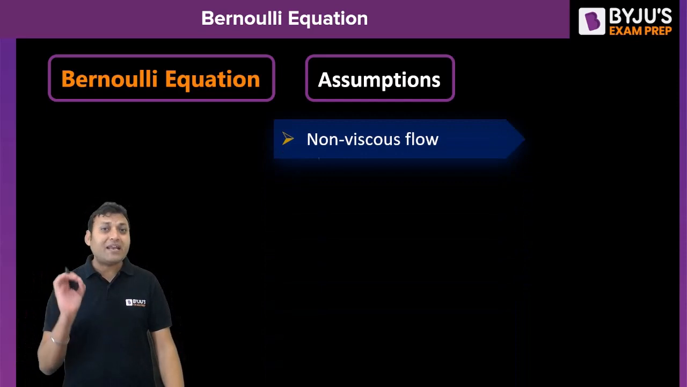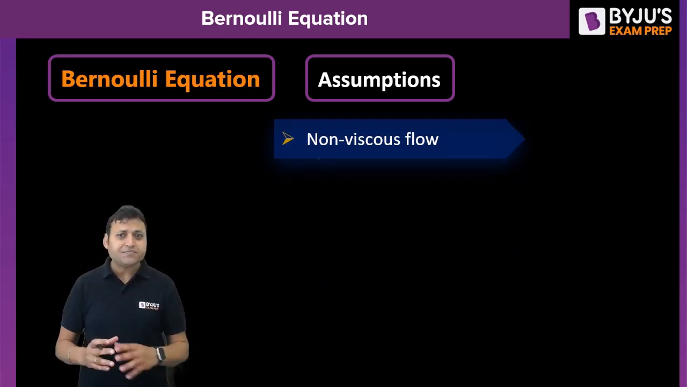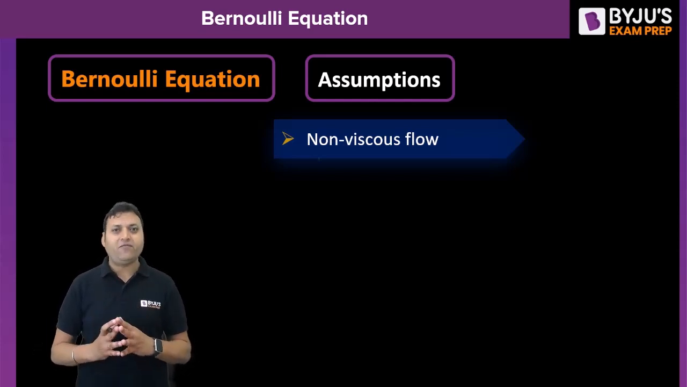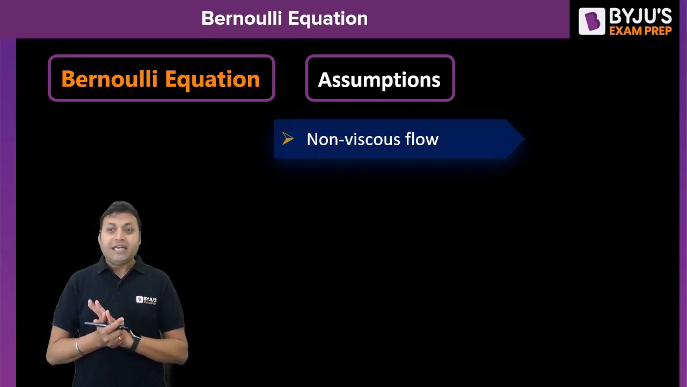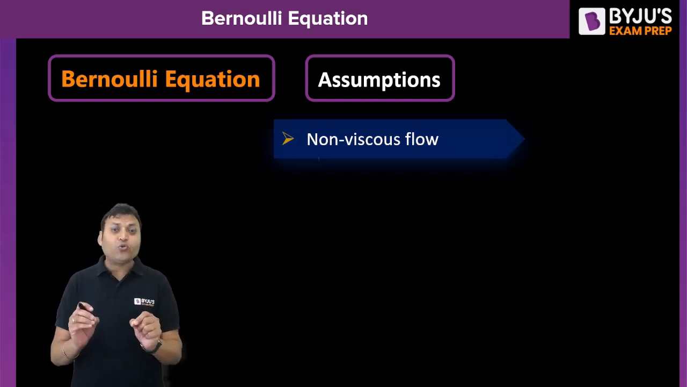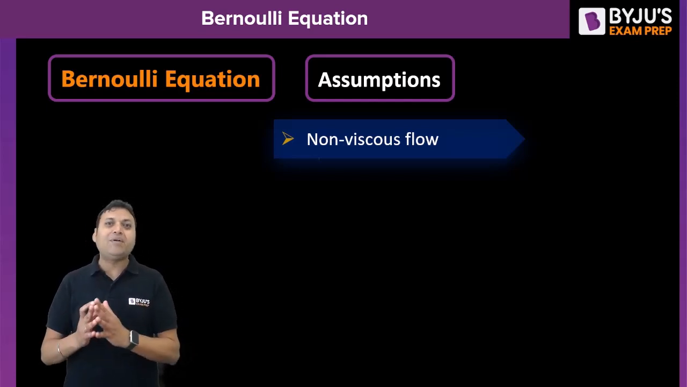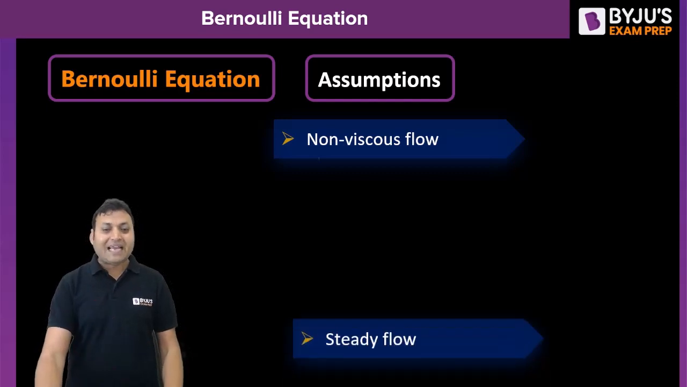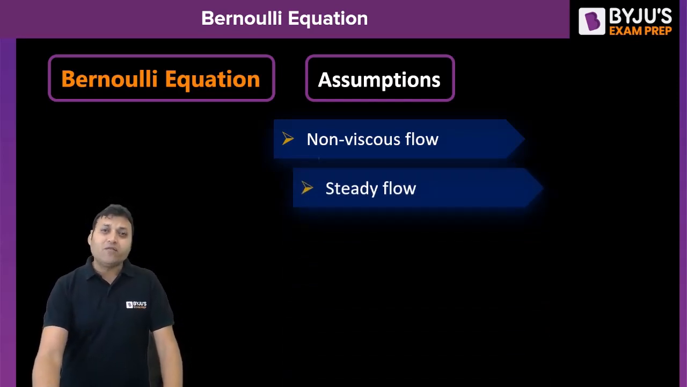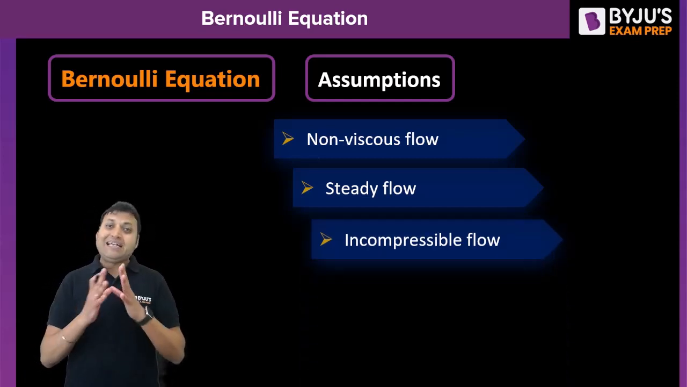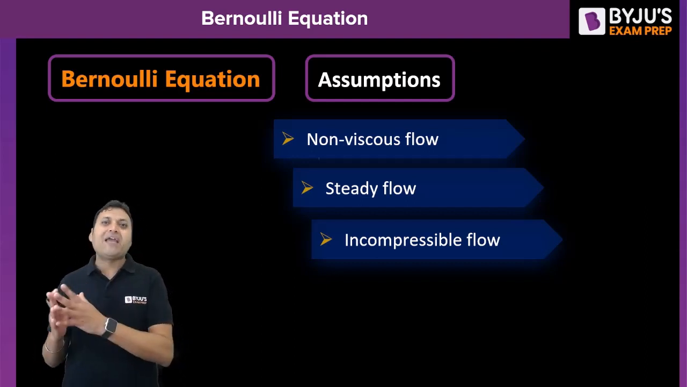The first and the very, very important assumption is the flow should be non-viscous or inviscid flow or frictionless flow. It means that the frictional energy loss due to viscosity of the fluid is negligible. It must be zero. The second assumption is during the fluid flow, the flow behavior should not change with time, or we can say the flow must be steady flow. The third assumption says during the flow, the density of the flowing fluid should remain constant.